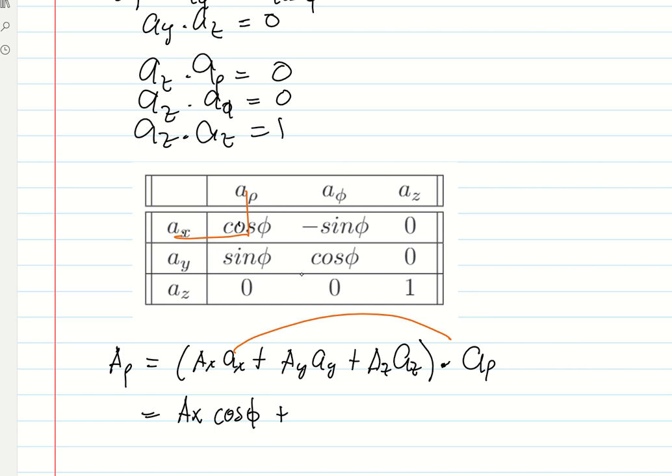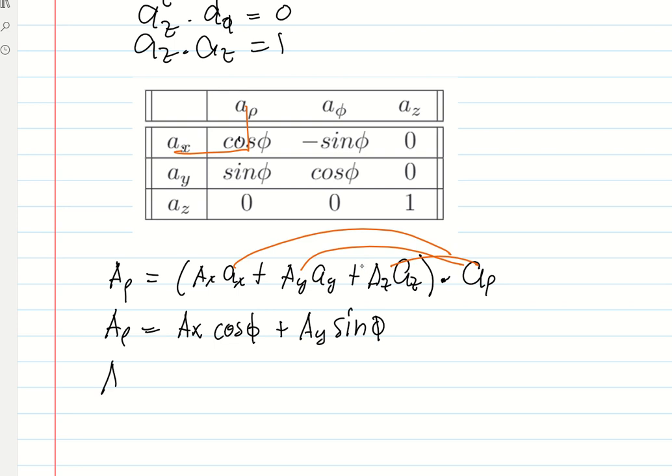Then plus AY, this one, AY and arrow. What is AY dot arrow? We have sine phi, positive sine phi. So AY times positive of sine phi. Then lastly for AZ dot arrow. AZ dot arrow is 0. So this term will be equal to 0. So this is now just our arrow, the component at the raw direction. This is the projection of that vector in the raw direction.